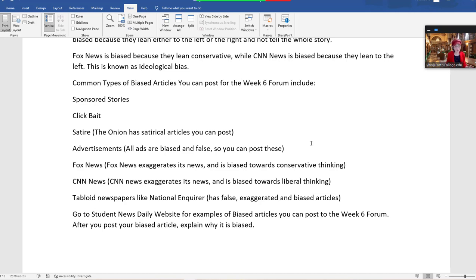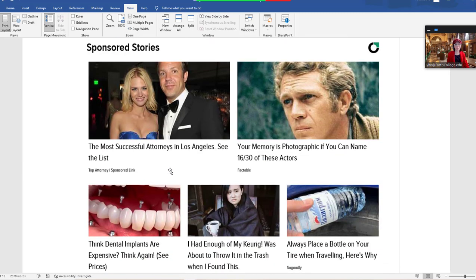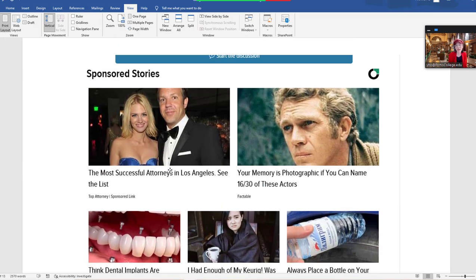So the different kinds of biased articles are sponsored stories, clickbait, satire, advertisements, Fox News, CNN News, and tabloid newspapers like the National Enquirer. And so here you have The Onion. So here are some examples of sponsored stories. You can actually post this. A sponsored story means that it's an ad. And so you can post any of these, and these ads you don't believe, okay?